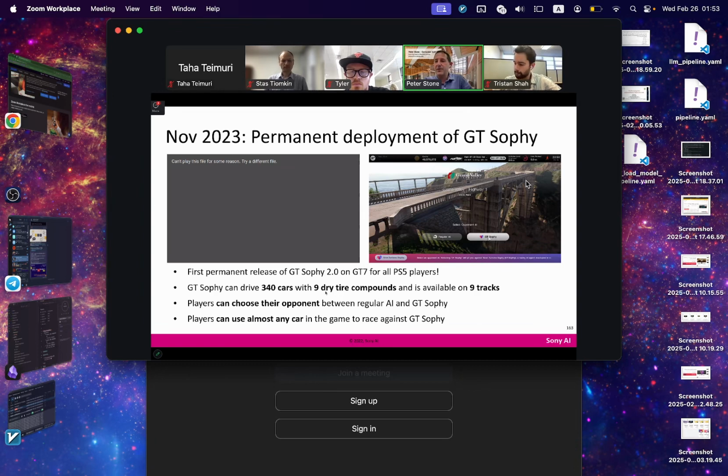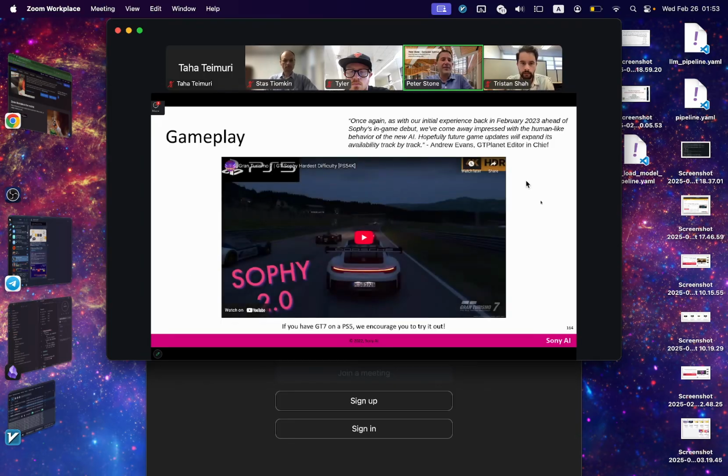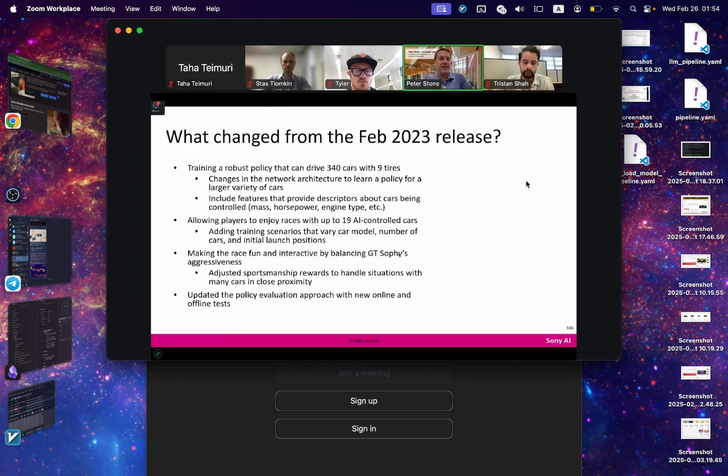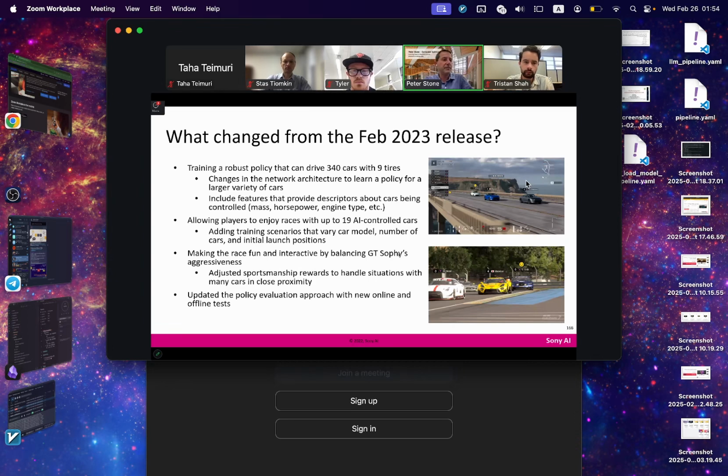It can now handle lots of cars, lots of tracks. It's many more than 9 now. We're trying to get to all of them. Lots of different tire types, and so it's a much more general agent. And then people playing the game, social media and magazines have reviewed it and given a lot of really positive feedback, that it's much more fun to race against than the previous version.